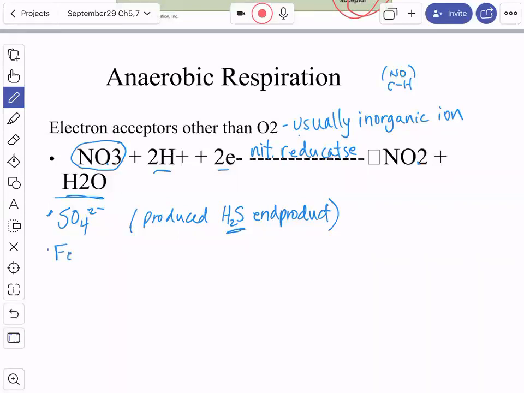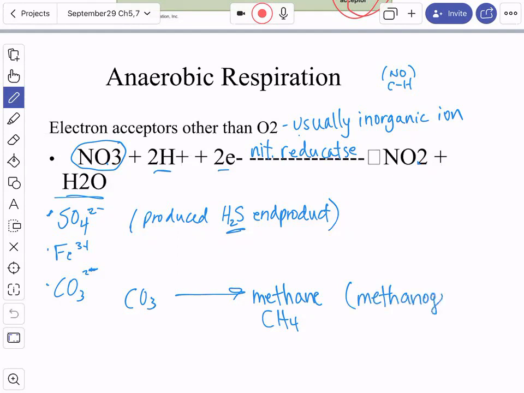Iron can be used as a final electron acceptor. Also carbonate, oops, there we go again, 2 minus. Organisms that use carbonate as a final electron acceptor end up with methane. The organisms that do this are called methanogens. They're Archaea. And of course, methane is a pretty potent greenhouse gas.